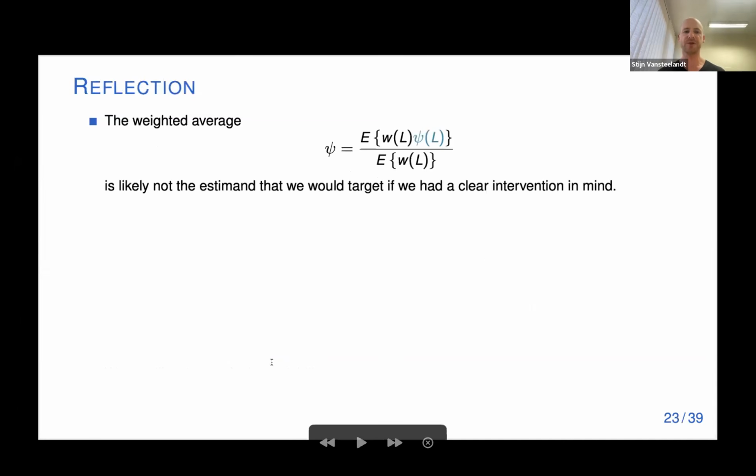Now, this weighted average may likely not be the type of estimands that you would want to target if you had a clear intervention in mind. Then probably we would want to focus on the more typical causal effect estimands, where we look at questions like what if all were treated versus no one were treated. We may want to look at shift interventions and so forth.